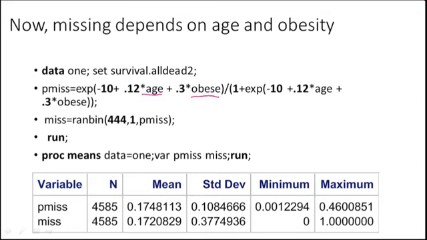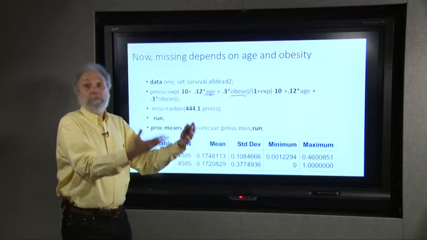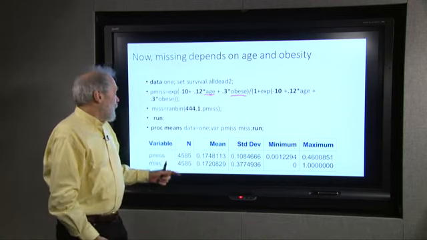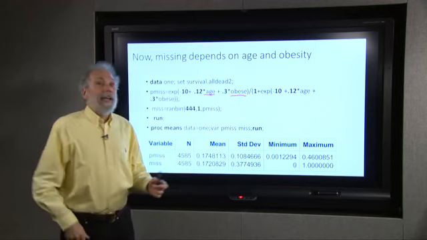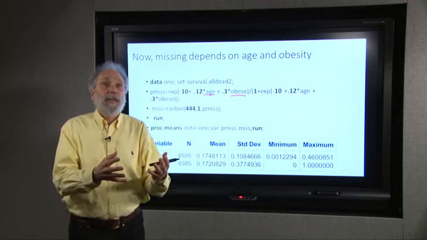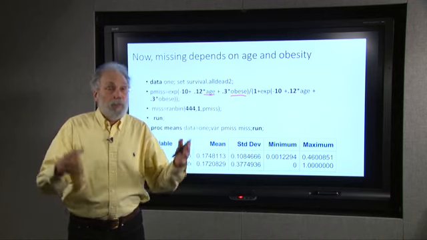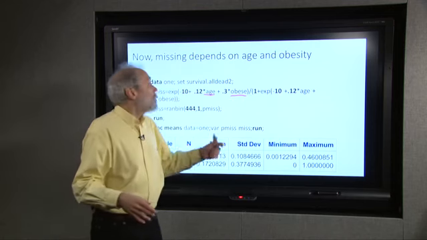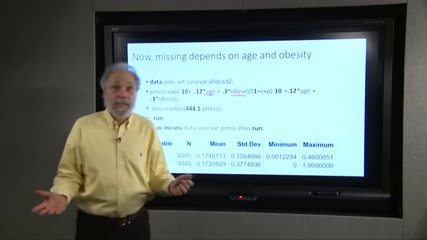Then I calculate a random binomial variable for each person in my cohort using their age and obesity to estimate their probability of being missing. And then the realization is I either get a 1 or a 0. I take the means, and I get about 17% of the observations of failure time being missing again. But in this case, they're not missing completely at random. They depend on age and obesity.